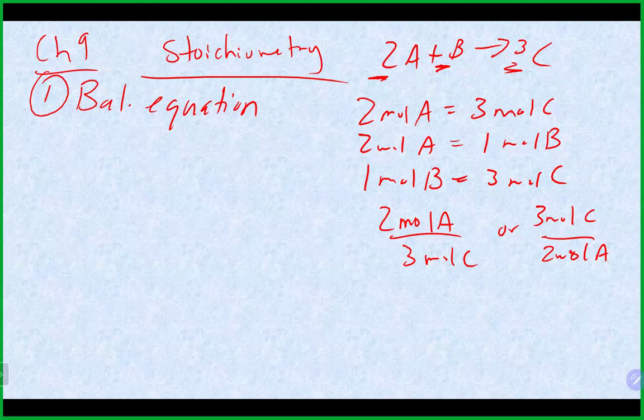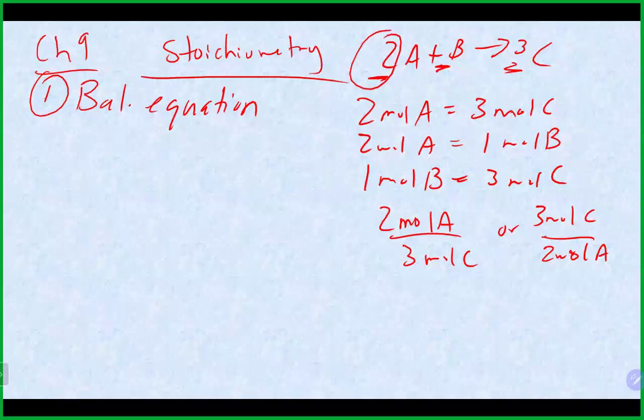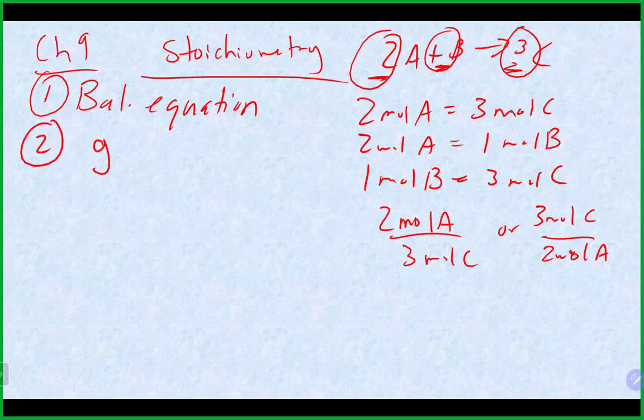And that's because usually we're given information about something we're not interested in, and we need a way to go from that to something else that we are interested in. So everything starts with the balanced equation. And if you don't have these coefficients correct, then all of your calculations are going to be incorrect. The next thing you want to do is take whatever they give you and get it to grams, and then take it from grams to moles.